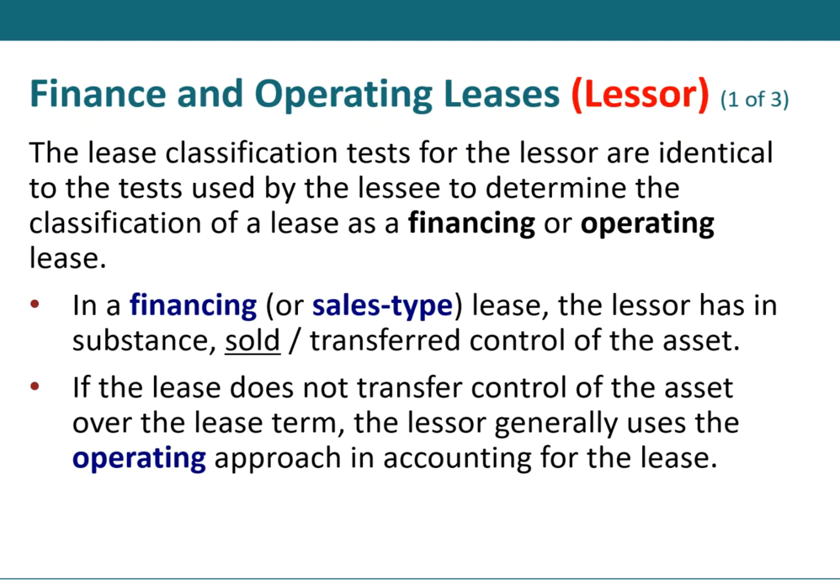Lessors also classify leases as financing or operating leases. The lease classification tests for the lessor are going to be identical to the tests used by the lessee to determine whether the lease is a financing or an operating lease. For lessors, a financing lease, often referred to as a sales-type lease, means the lessor has in essence sold or transferred control of the asset to the lessee. If the lease doesn't transfer control of the asset over the lease term, the lessor will generally use an operating approach in accounting for the lease.